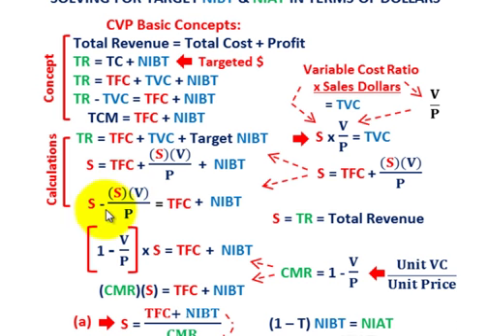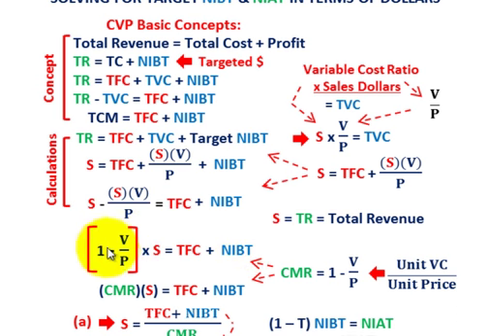So what we're going to come up with now by factoring out our S is 1 minus our variable cost ratio, 1 minus V, variable cost on a per unit basis, divided by our price on a per unit basis. That amount times our sales dollars. We just factored out our S amount here. So that's going to equal our total fixed cost plus our net income before taxes.